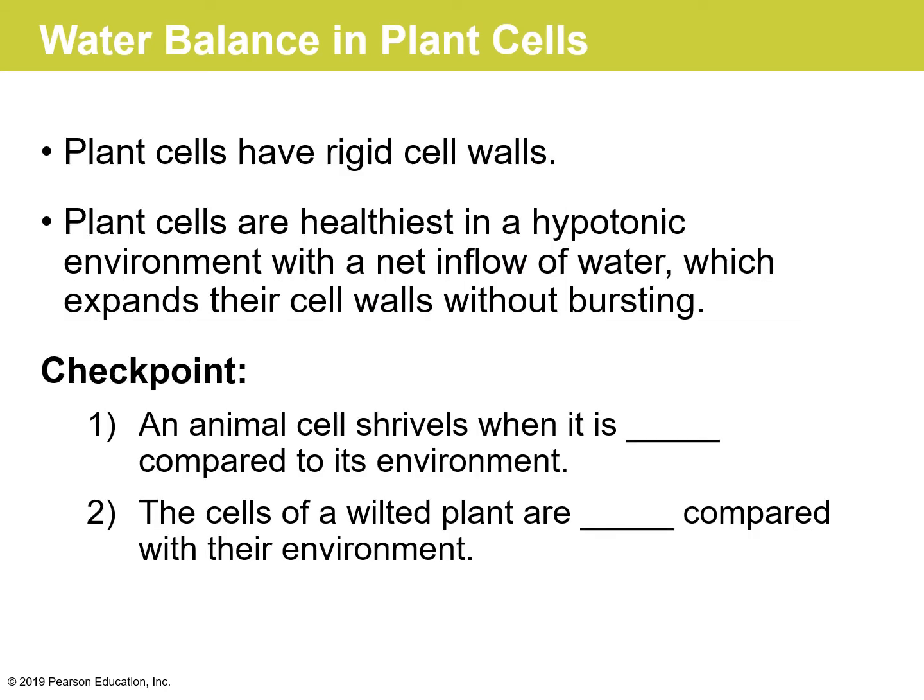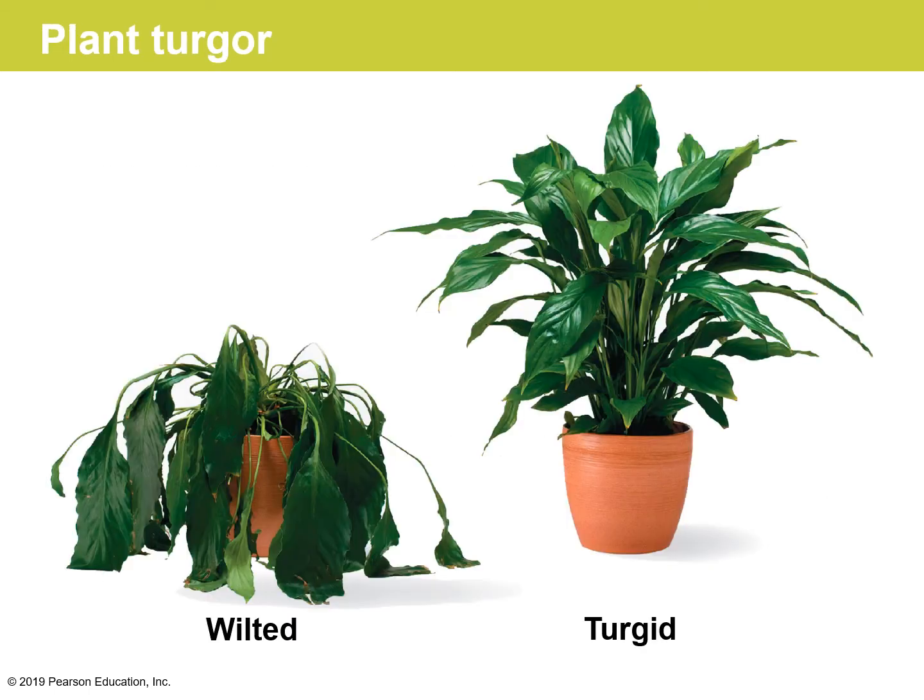Because of their rigid cellulose-containing cell walls, plant cells are healthiest when they are placed in a hypotonic environment with a net inflow of water, which expands their cell walls without bursting. Turgor is necessary for plants to retain their upright posture and the extended state of their leaves. Watering a wilted plant will make it regain its turgor.